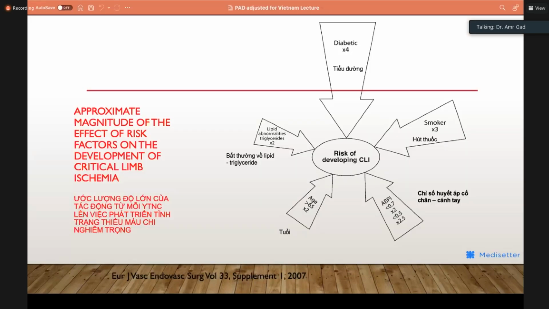This slide also shows the magnitude of the effect of the risk factors in leading to the risk of developing critical limb ischemia. CLI is critical limb ischemia. As we can see, diabetes is taking the maximum effect, and the second is smoking. Also, other things, age, as we said: with the increase of age, there is an increased risk of getting critical limb ischemia. Lipid abnormality also has an effect.